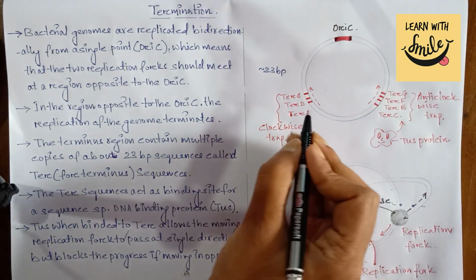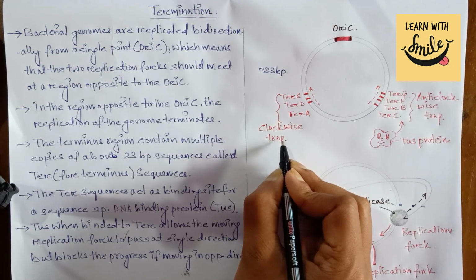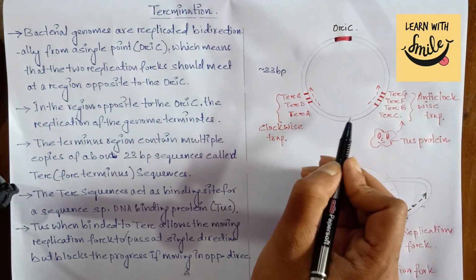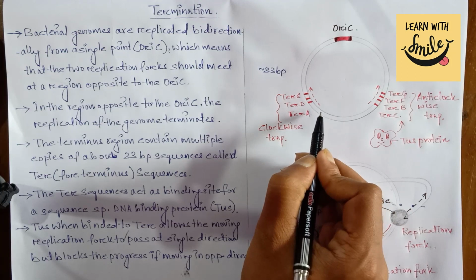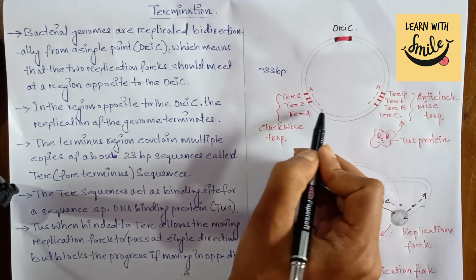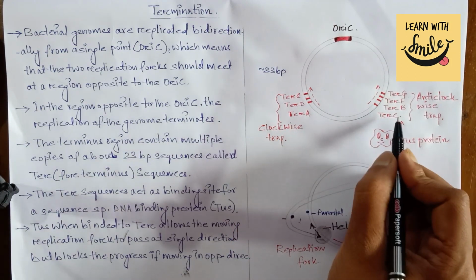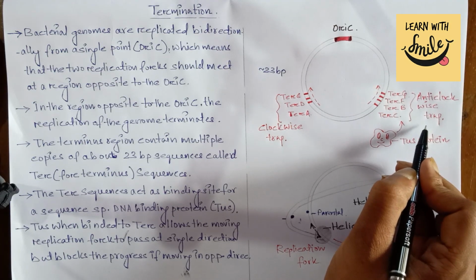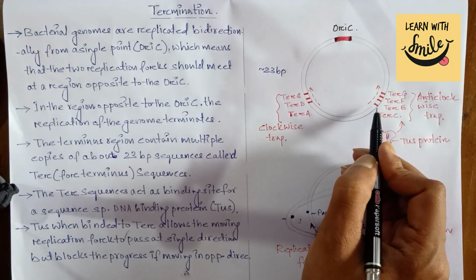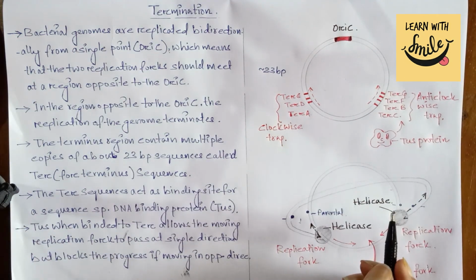Say for example, here you can see I have written clockwise trap, which means if a replication fork is moving in a clockwise direction, then it would be trapped. It would not be allowed to move above this termination site. Similarly, I have written here anti-clockwise trap, which means if there is a replication fork which is moving in an anti-clockwise direction, then it would be trapped here. Okay, now having understood this, let's look at this particular thing.